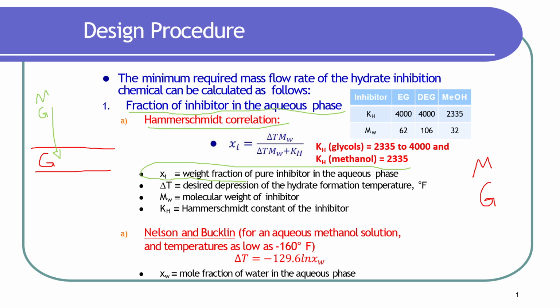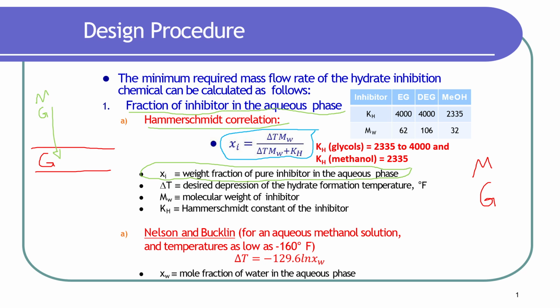So this is Xi, which is the weight fraction of the inhibitors such as methanol and glycol in the aqueous phase, and you can calculate the value of Xi based on this formula. Here, delta T stands for the desired depression of the hydrate formation temperature, how much the temperature will decrease, and KH is something new that we call the Hammerschmidt constant of the inhibitors.